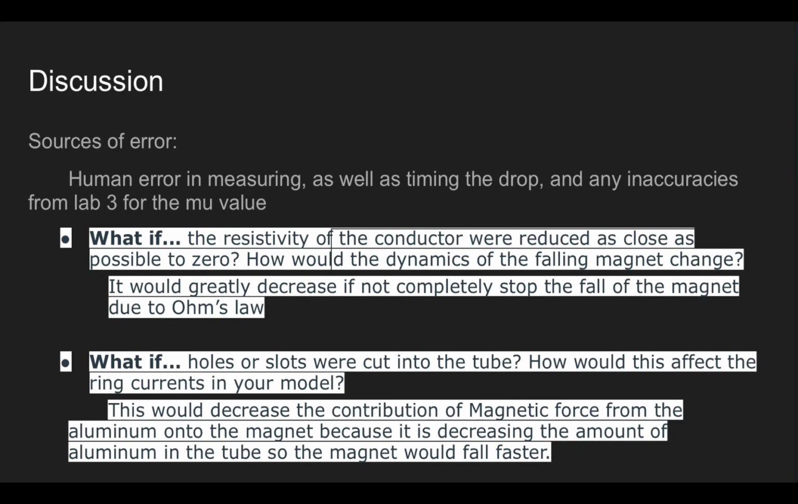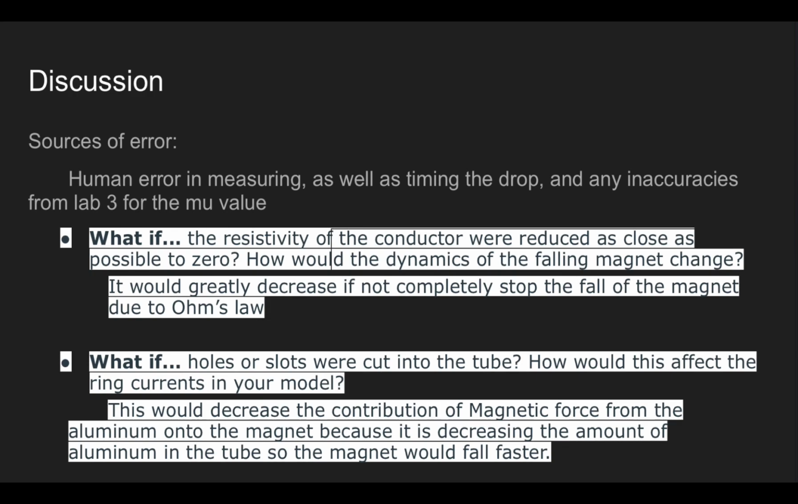What if the resistivity of the conductor were reduced as close as possible to zero? How would the dynamics of the falling magnet change? It would greatly decrease, if not completely stop, the fall of the magnet due to Ohm's law, because V is equal to IR, and so as the resistance decreases, the current increases greatly, and the force of the magnetic field would increase.